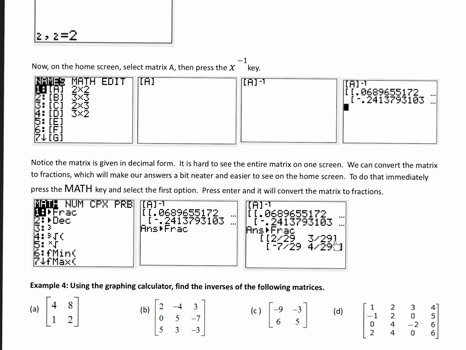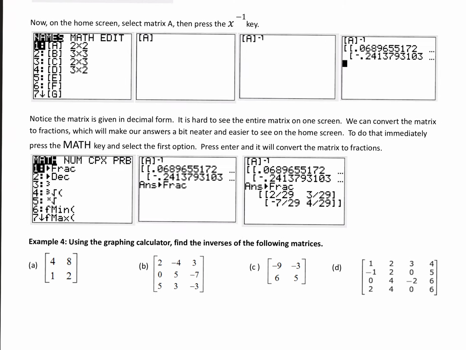So we can tell from that that our scalar would have been 1 over 29, and then 2, 3, negative 7, and 4. We could perform the rest of it pretty easily as a 2 by 2 matrix. But I do want us to be able to find a way to display our answers as fractions in the matrix on the calculator rather than just writing these really ugly decimals.